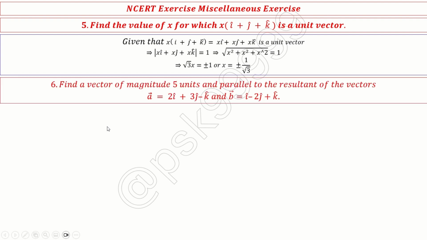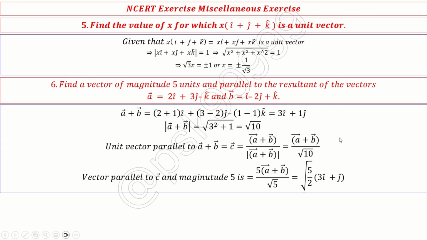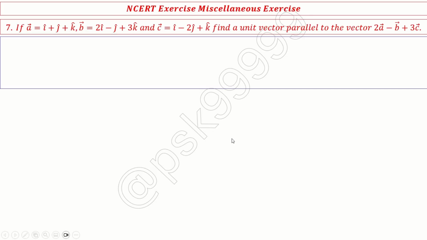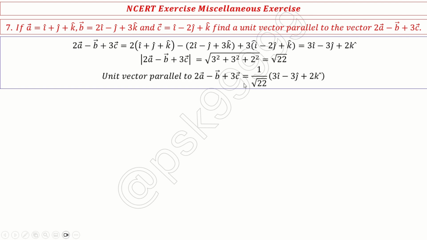Next. Find a vector of magnitude 5 units and parallel to the resultant of these vectors. We have solved this before, so you can do it yourself. Okay, simple. Okay, next. A bar is given, B bar is given, C bar is given. Find a unit vector parallel to this vector. Okay, you just have to sum up 2A minus B plus 3C. You sum up the vectors and then you get the resultant vector. Now you need a unit vector of this one. So divide by the magnitude, that's all. Simple.